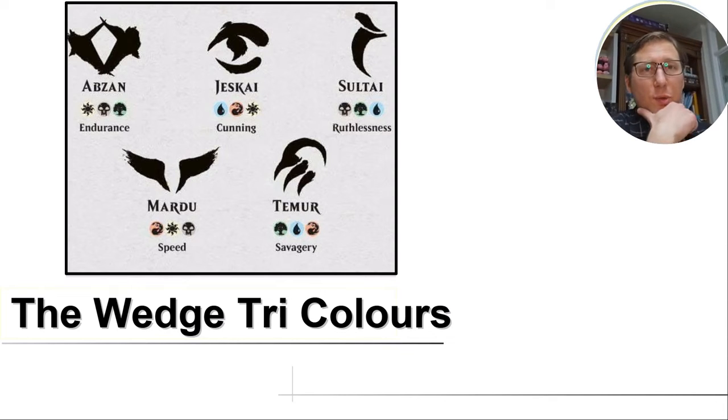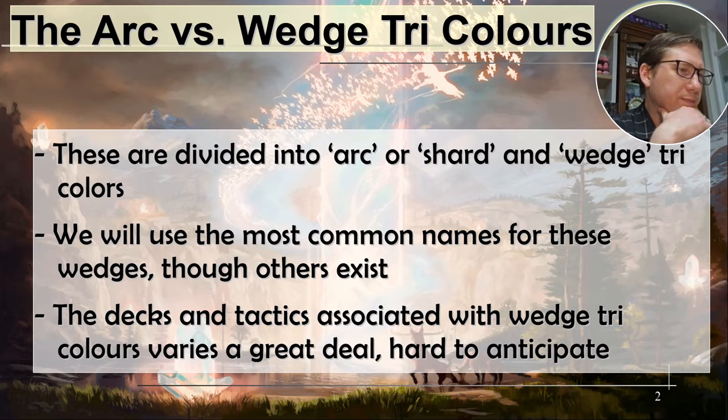We are continuing our look at the different color sets in Magic the Gathering with our Wedge tricolors now. Then there's Wedge and Shards or Arcs. Our last video was on the Shards or Arcs, and these are the Wedge tricolors. Dual colors and tricolors are both kind of broken down into groups of 5, right? Well, there's 10 of each in groups of 5, but whatever. Anyway, yeah.